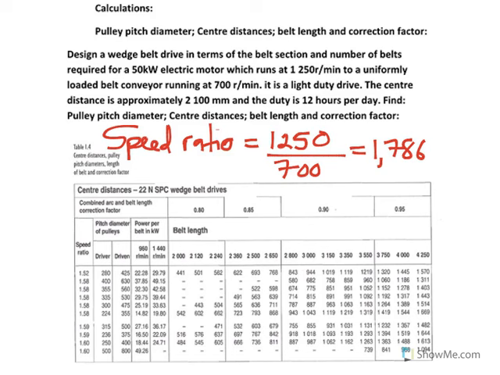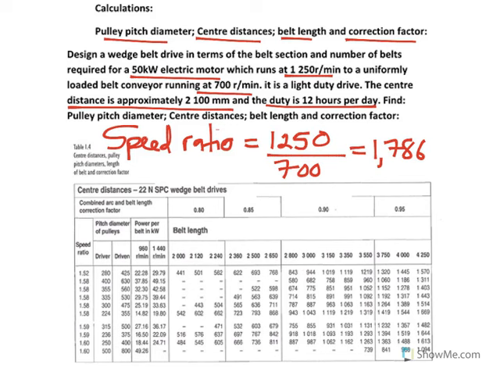Moving on, in this question now, we are going to look at the pulley pitch diameter, center distances, belt length, and the correction factor. It says design a wedge belt drive in terms of the belt section and the number of belts required for a 50 kilowatt electric motor which runs at 1250 rotation per minute to a uniform loaded belt conveyor at 700 rotation per minute. It is light duty. The center distance approximately is 2100 and the duty is 12 hours per day. Find the pulley pitch diameter.